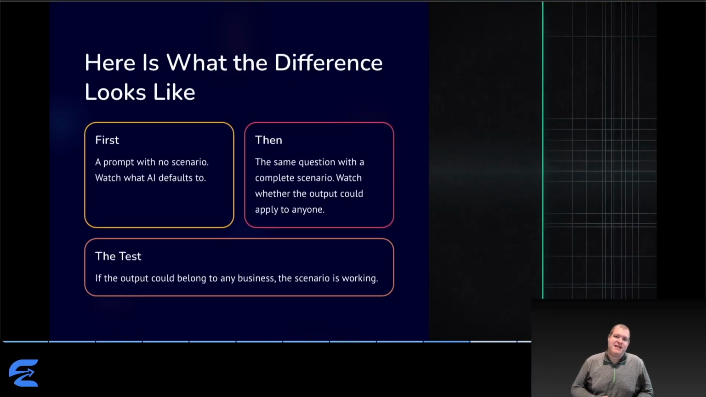2 versions of the same task are coming up. The first has no scenario. Watch what the model defaults to when every pattern is equally available, and ask yourself whether anything in that output required knowing anything specific about the business. The second has a complete scenario. Watch whether the output could apply to any other business, or whether it's clearly anchored to one specific situation. That's the test. If the output could belong to anyone, the scenario isn't doing its job.